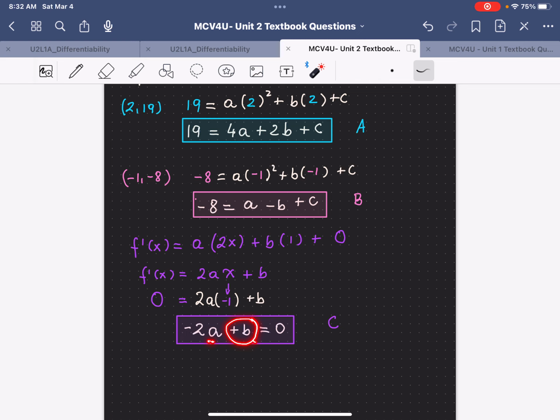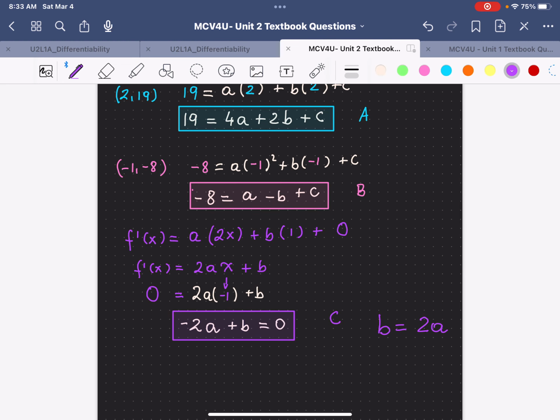So what we're gonna do is we will try to express one of the coefficients in terms of the other. So it seems easier to express b in terms of a. And you can tell here that b is equal to positive 2a. And we're going to take this b value and substitute it in both equations a and b. So let's see what this is going to look like.